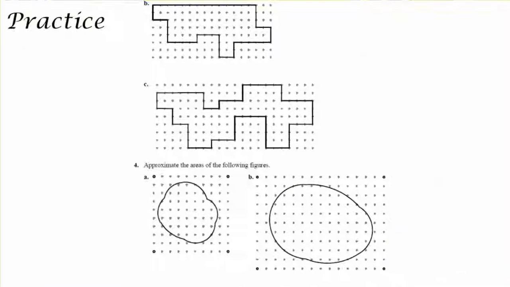So let's go ahead and practice with some of these units. And again, I can practice counting all of these units. I'll do so very quickly and carefully. And I get that my answer here is 69 square units.